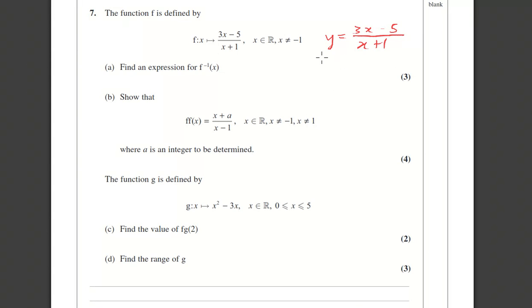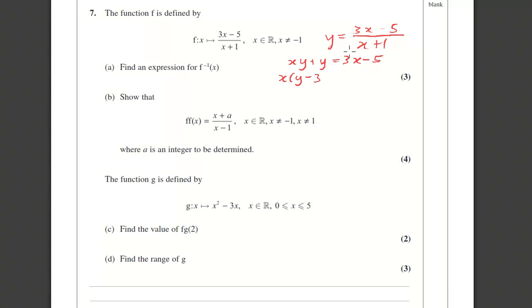Either rearrange it to make it x equals, putting it solely in terms of y, and swap at the end, or swap now and rearrange it. But basically, we need to rearrange it to make it x equals. So we get xy plus y equals 3x minus 5. And this is actually trickier than it's given credit for in some ways, because we have to isolate x. That's going to happen by taking all the x's onto one side and factorizing out the x.